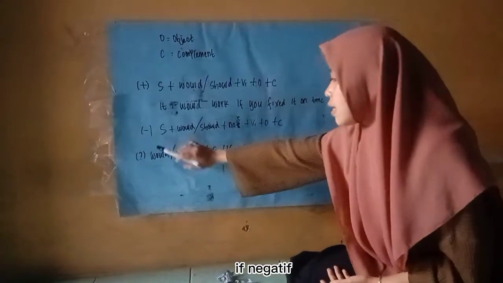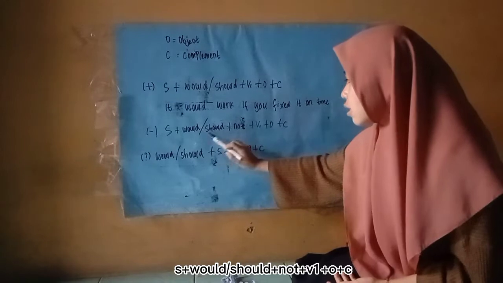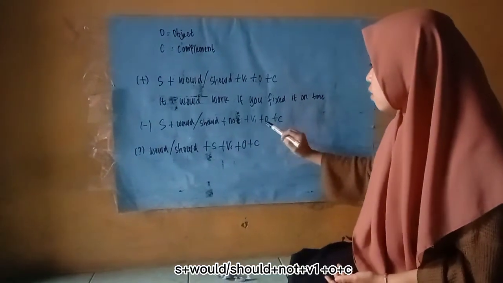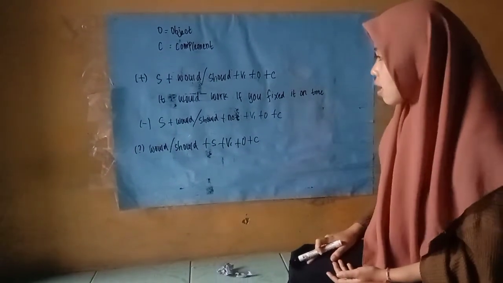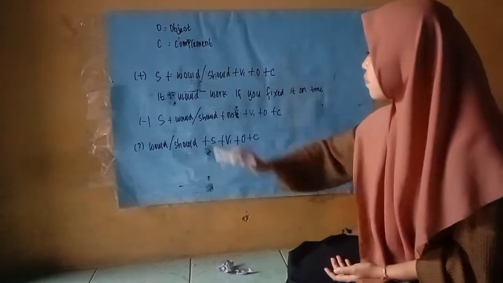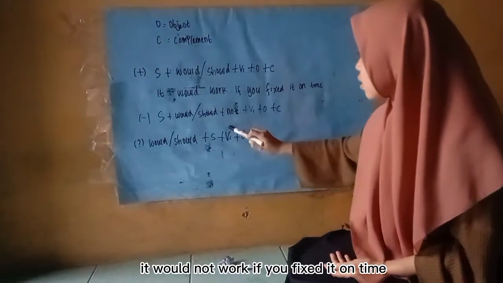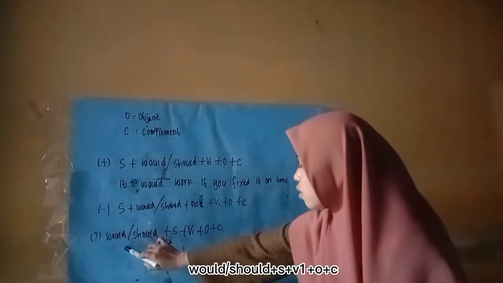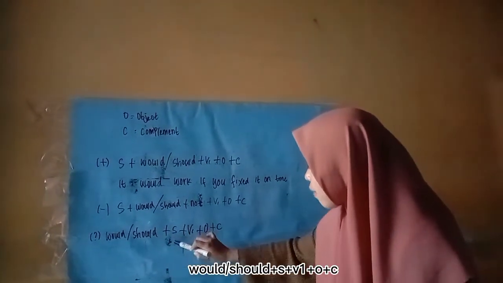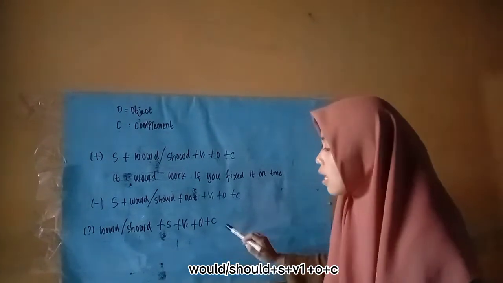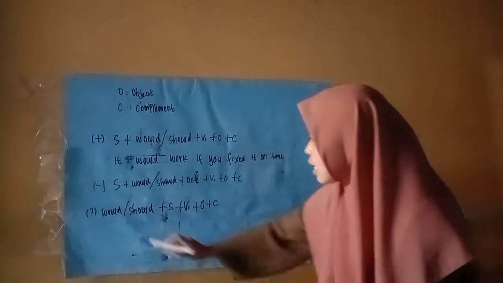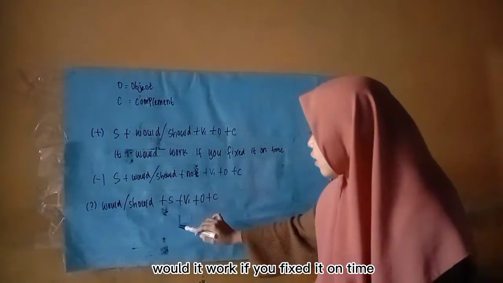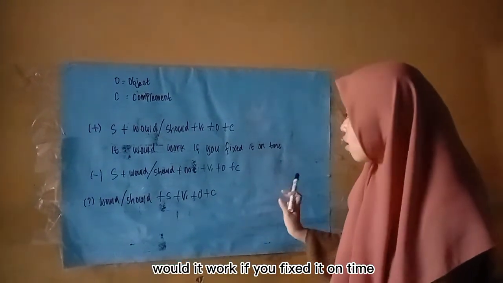If negative, subject plus would or should plus not plus verb 1 plus object plus complement. Example is: it will not work if you visit it on time. Interrogative: would or should plus subject plus verb 1 plus object plus complement. Example is: it will work if you visit it on time.